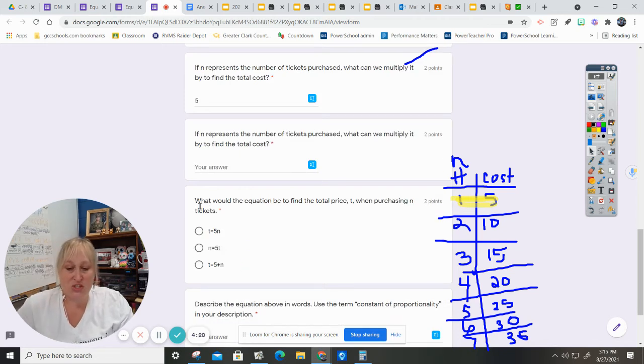But the next question that will be there is, what would the equation be to find a total price T when purchasing N tickets?